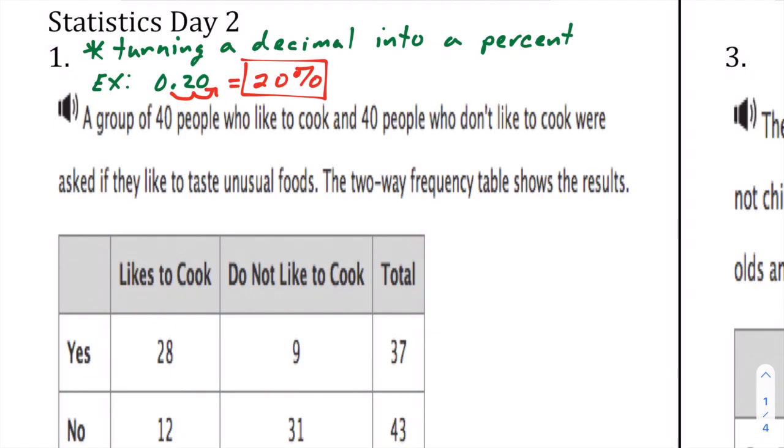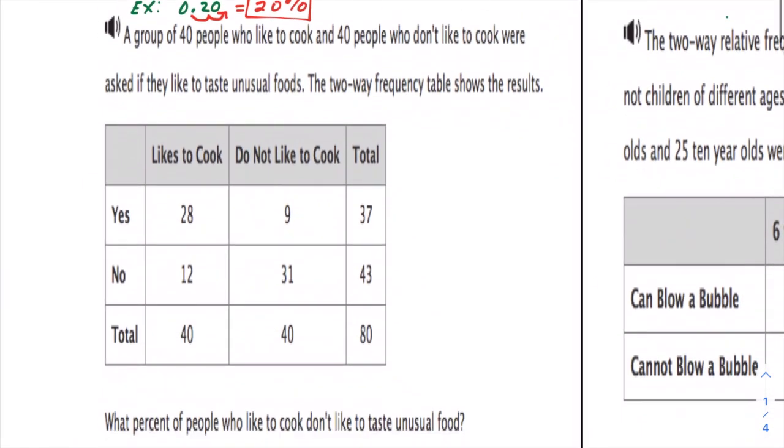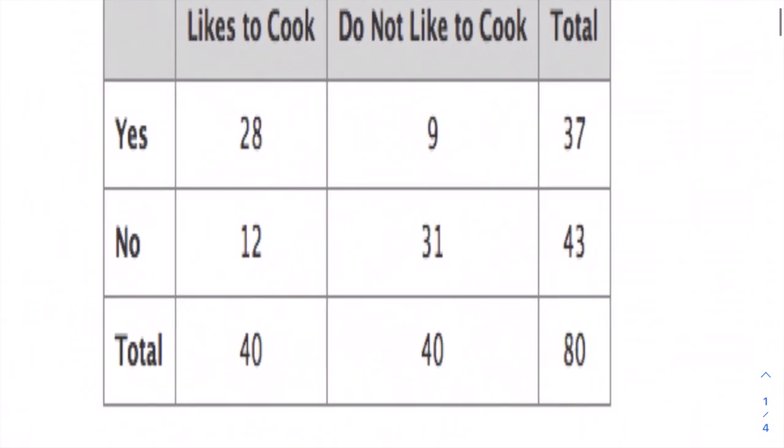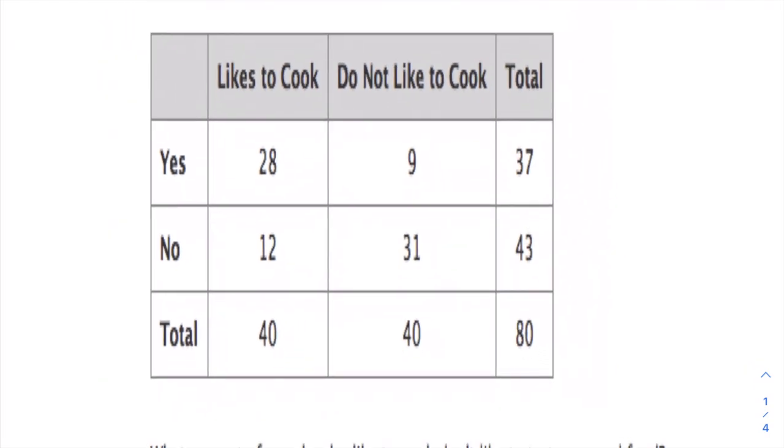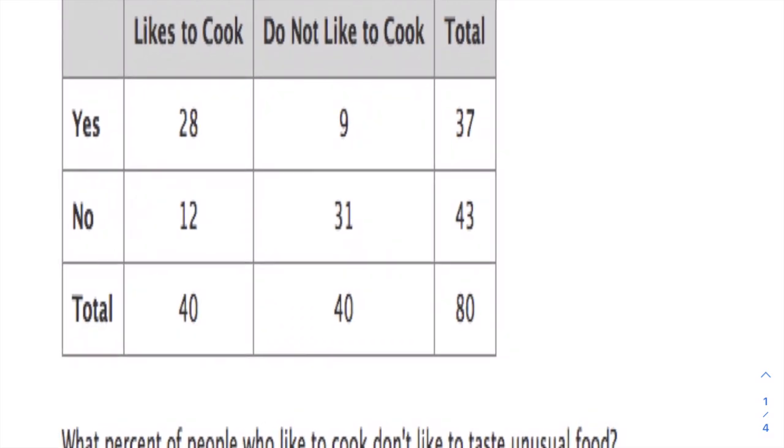So let's go ahead and start. A group of 40 people who like to cook and 40 people who don't like to cook were asked if they like to taste unusual foods. The two-way frequency table shows the results. So yesterday, Mr. Johnson showed you how to fill this in so you can see all the information there. Now let's take a look at the question using this frequency table. The question asks, what percent of people who like to cook don't like to taste unusual food?